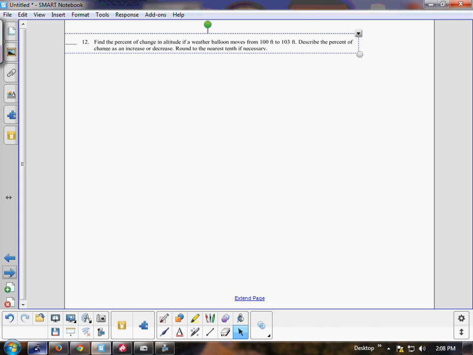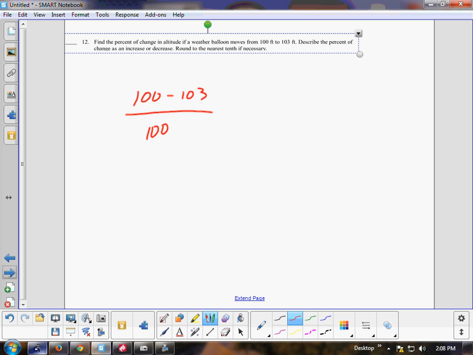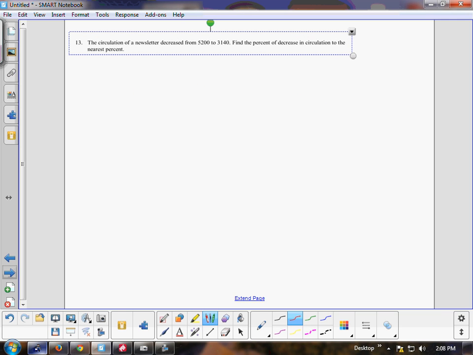Okay, looking at the last group, find the percent change. We're going to do 103 minus 100 over 100, and that turns out to be 3%, and it's an increase, a 3% increase. Number 13, the last one. We got 5200 minus 3140 divided by 5200, and that's going to be 40%, and it's a decrease. Okay, I hope that helps out.